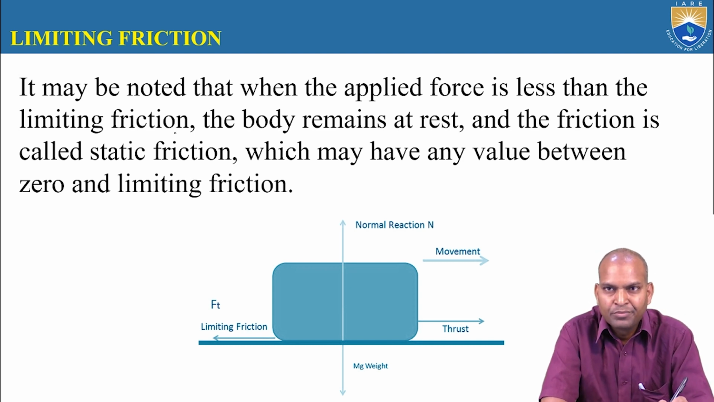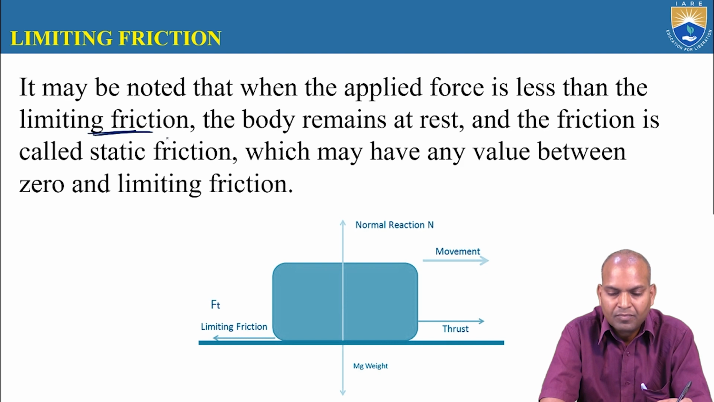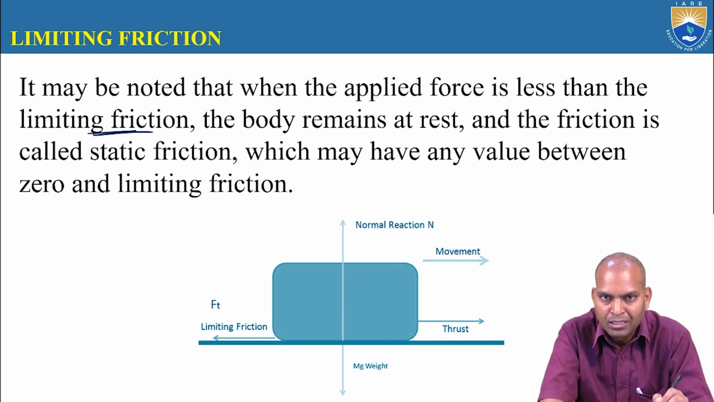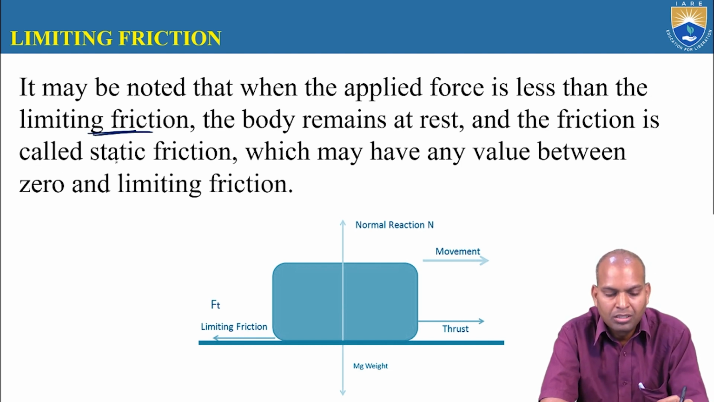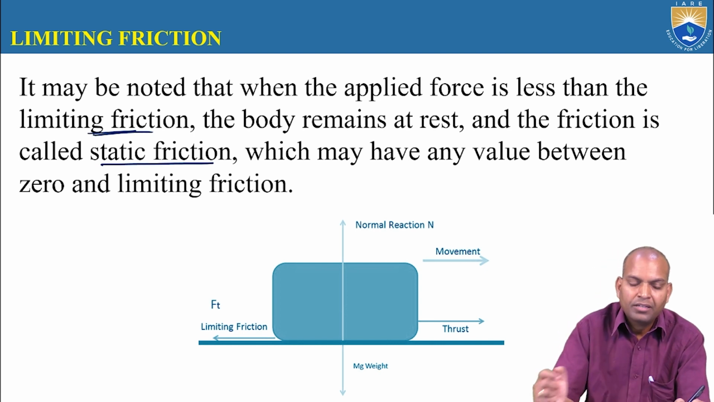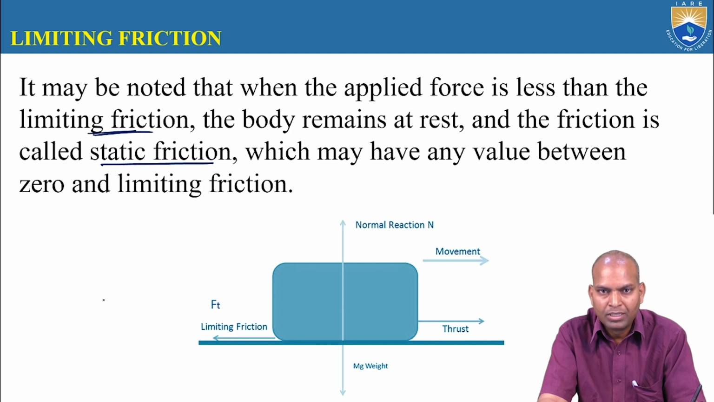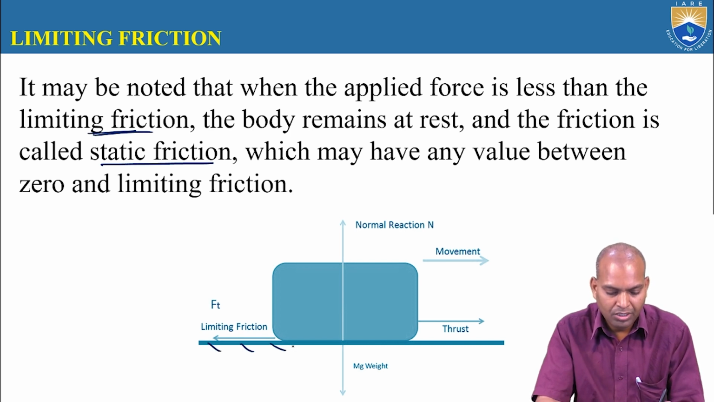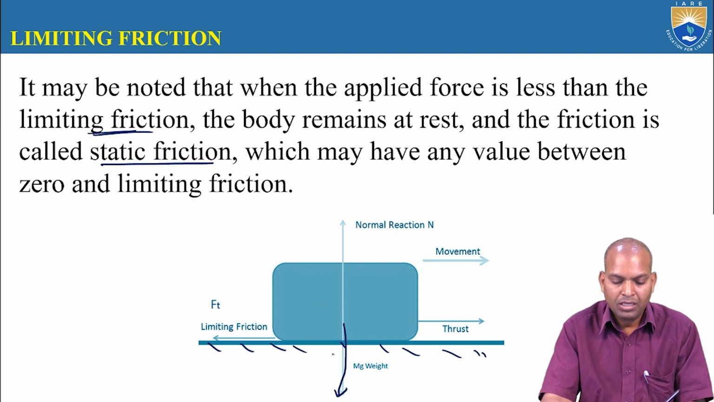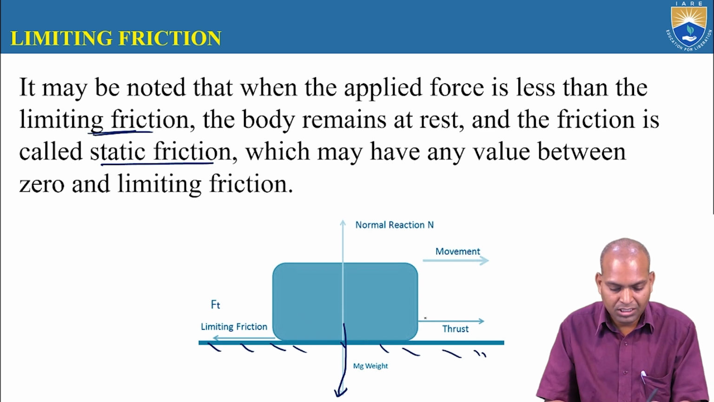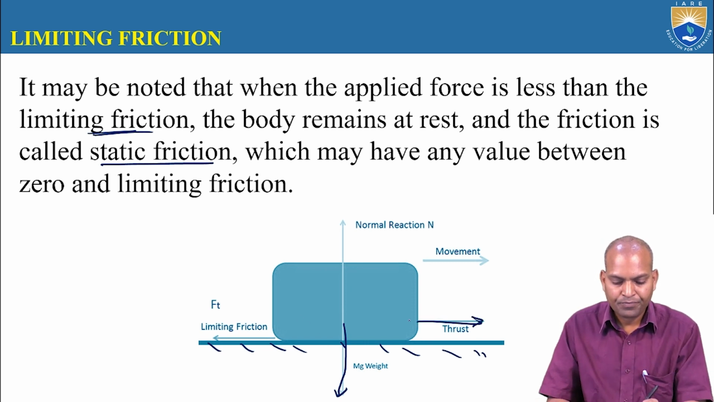It may be noted, let me read: when the applied force is less than the limiting friction, what will happen? The body remains at rest, and the friction is known as static friction. It may have any value between 0 and the limiting friction. Why? Under static condition, the body is on the surface, and the weight acts downwards. There are certain terminologies here. This is the thrust you applied, in this direction, and the movement of the body is in the direction of the thrust.